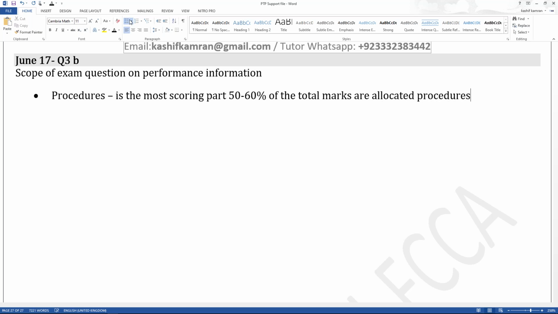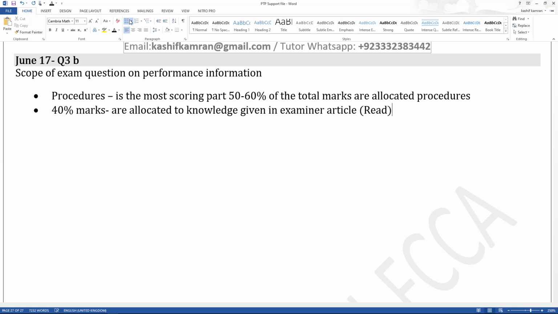And we'll just see that. The remaining 40% marks, ideally, in every exam setting where performance information has been tested, are allocated to the knowledge given in the examiner article. So the examiner asks you something directly from the article in all the previous 3 exam settings. So 40% marks are allocated to the knowledge given in the examiner article, so please ensure that you read it. But 60% marks is case oriented, where you need to apply procedures. Is that clear with the scope of a question on performance information?